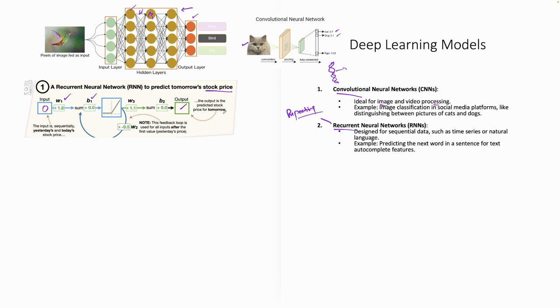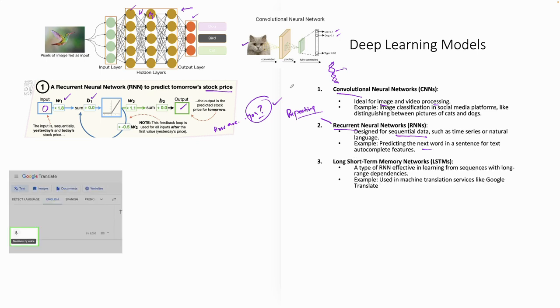A recurrent neural network is designed for sequential data such as time series or natural language as well. Something we studied: if you have to predict the next word in a sentence with the autocomplete feature, let's say on my smartphone, if I'm writing "how are", as soon as I write it, it would know that probably I'm going to say "how are you" with a question mark. So this is the autocomplete feature, and it makes use of the recurrent neural network.